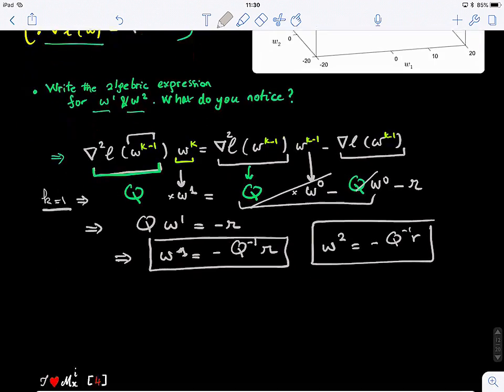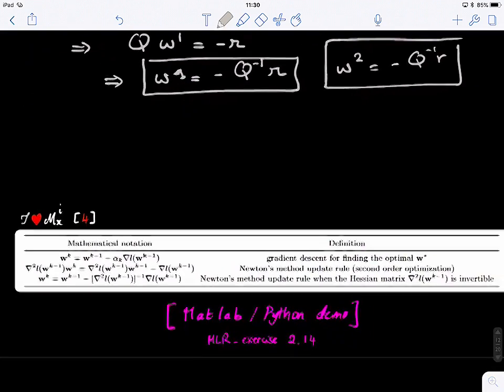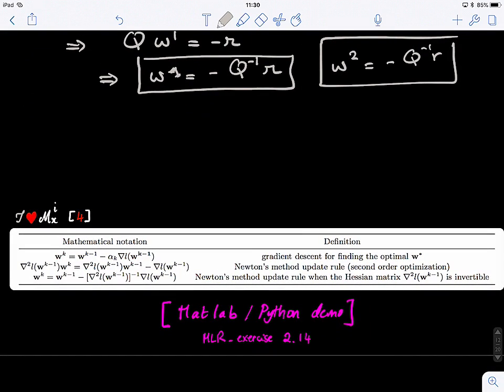Great. So these are the formulas that we learned in gradient descent, the update rule. And also for Newton's method, if the Hessian is not invertible, you write it this way using the second order approximation or optimization. And if the Hessian matrix is invertible, then you can write it this way. Okay? And now I'm going to give you a demo in MATLAB. You guys can look at this. It's in the Machine Learning Refined exercise 2.14.